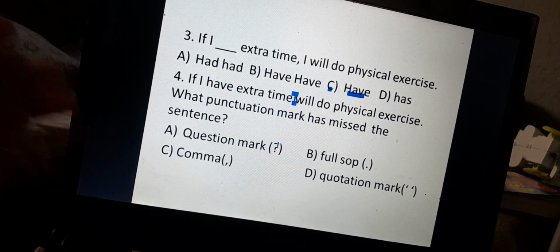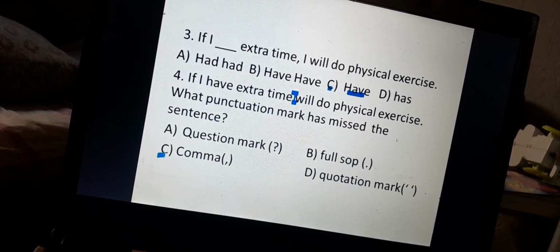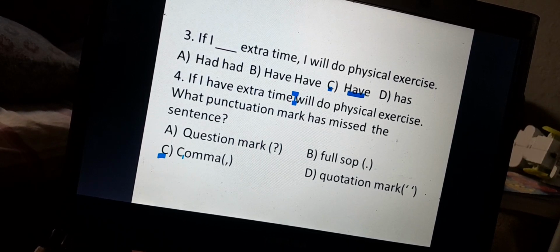Right. Look, question number 4 has already started with an if clause, but there is no punctuation mark between the if clause and the main clause. So what is the missed punctuation mark? That is the question. A, question mark; B, full stop; C, comma; D, quotation mark. Okay, your answer might be just C, comma. If you have responded like this, you are correct and I appreciate you.